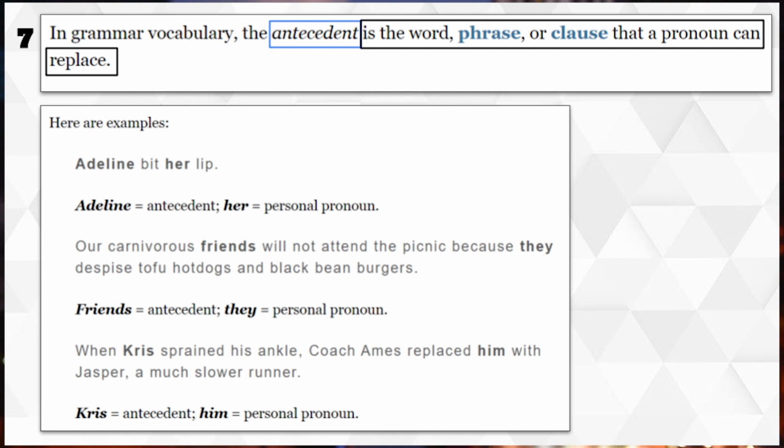If we go down below that, "Our carnivorous friends will not attend the picnic because they despise tofu hot dogs and black bean burgers." We say friends is the antecedent. They would be the personal pronoun. We're using they to refer to the friends, so that we're not just saying friends over and over and over again. So friends is the antecedent.